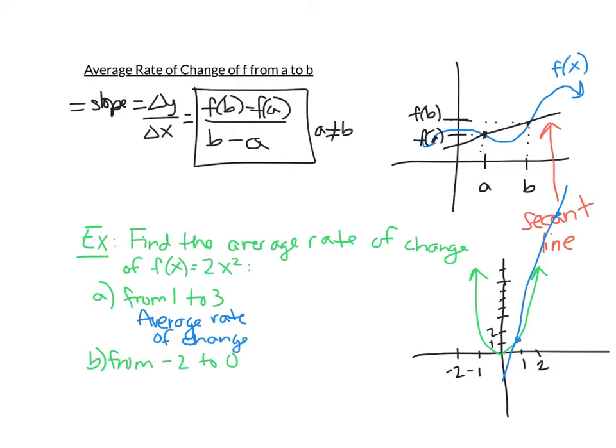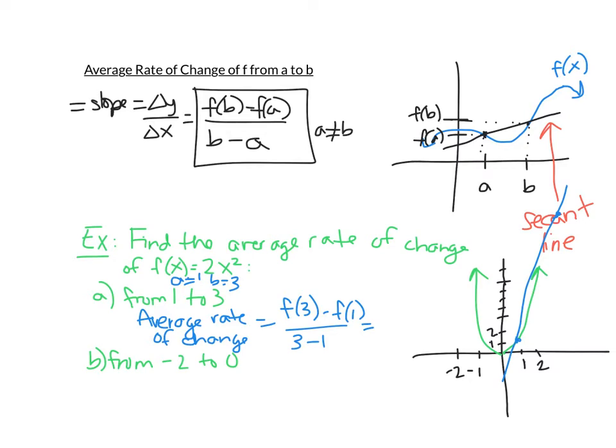My formula, again, is right above. From 1 to 3, the 1 is going to be my a, the 3 is going to be my b. So I'm just going to use that formula. I get f of 3 minus f of 1 over 3 minus 1. And I know that you can plug it in on your own if you want.